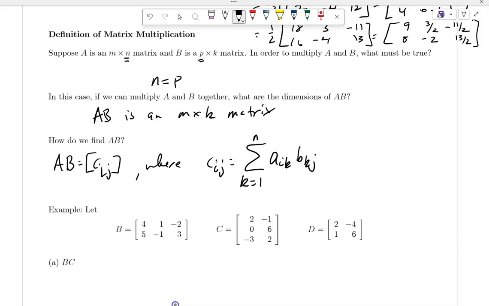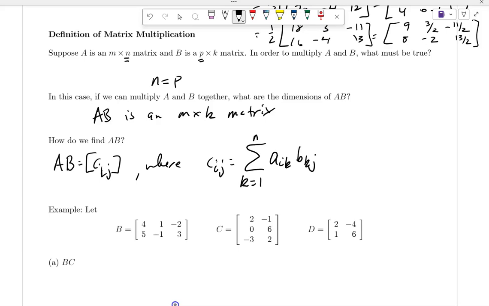Notice that my column number here is changing. Remember your summation notation, you plug in 1, then you plug in 2, then you plug in 3 and keep going. My column number is changing for the first one, so that means I'm running across a row. As the column number changes, you're going across the row. In the second one, your row number is changing, so I'm running down the column.